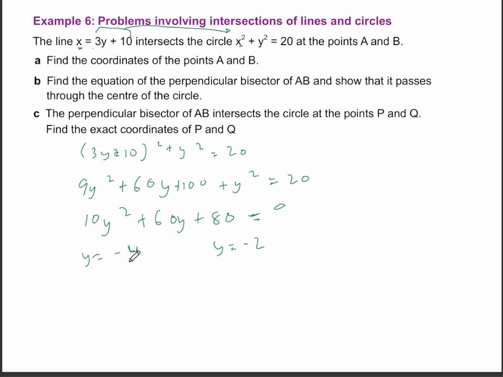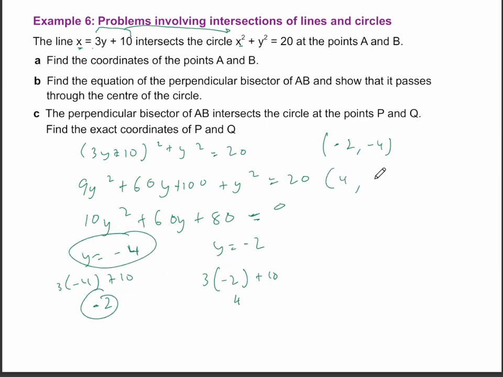And from that we can find our x coordinate as well. Remember, we can use either of those two equations to find the x coordinate. Let's just use the easier one, 3y plus 10. That means 3 times negative 4 plus 10. And for this one, 3 times negative 2 plus 10. 3 times negative 4 is negative 12, plus 10 is negative 2. 3 times negative 2 is negative 6, plus 10 is positive 4. That means the two coordinates at which they intersect are negative 2, negative 4. From the first one, y is negative 4 when x is negative 2. The second one is 4 and negative 2. y is negative 2 when x is 4. That means these are the two coordinates at which they meet.